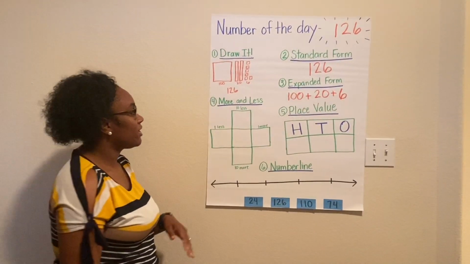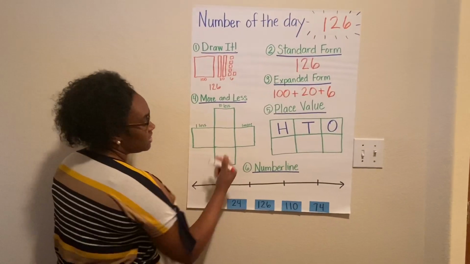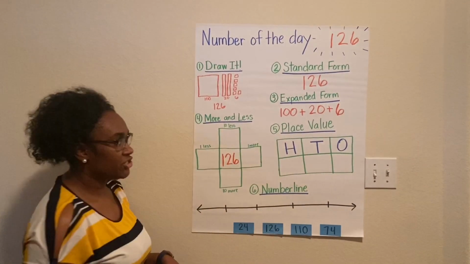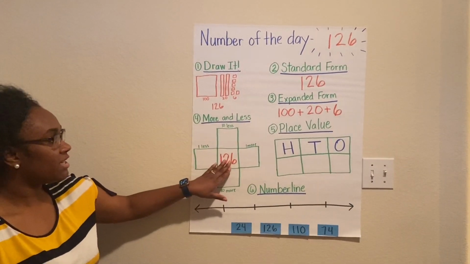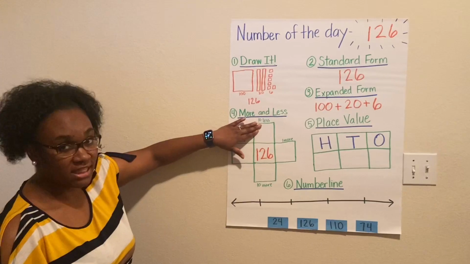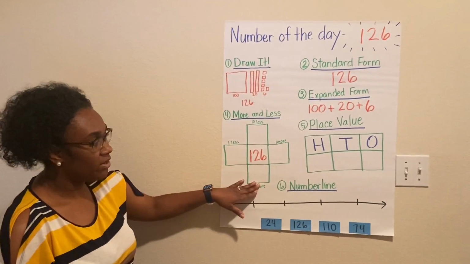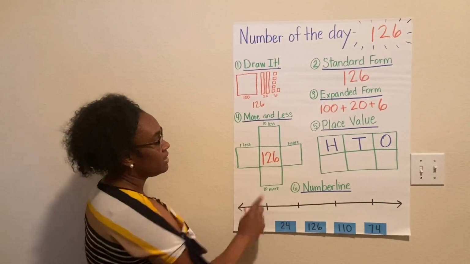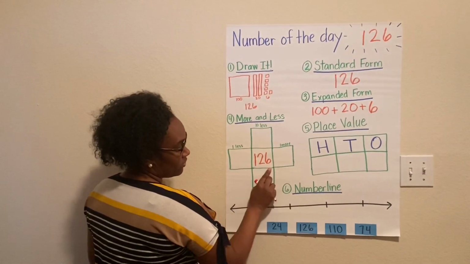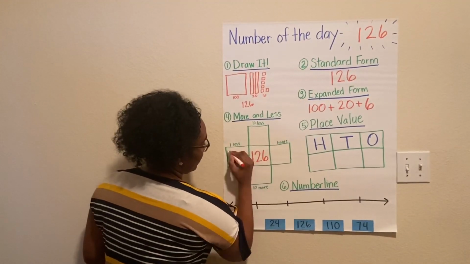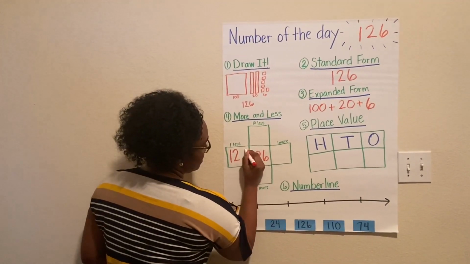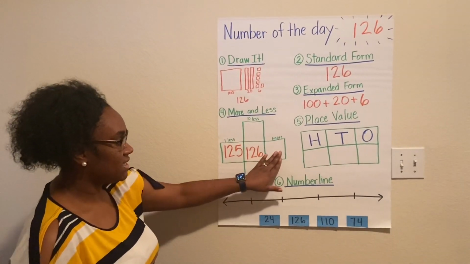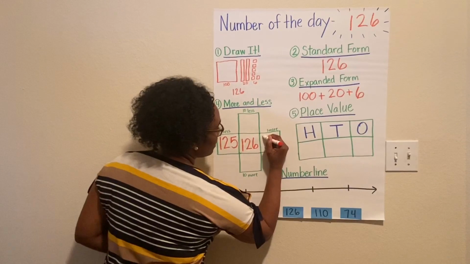Moving over to number 4. We have more and less. We'll always start with our number of the day in the middle, which is 126. Here, they're going to do the number that's 10 less at the top, and then the number that's 10 more at the bottom. Left to right, we have 1 less and 1 more. So the number that's 1 less is the number right before 126. You will take away 1. We have 125. So we have 125, 126.